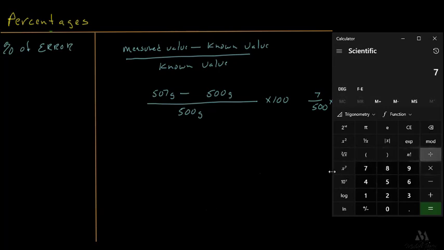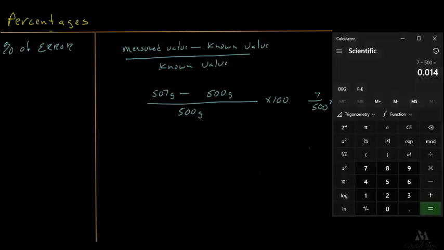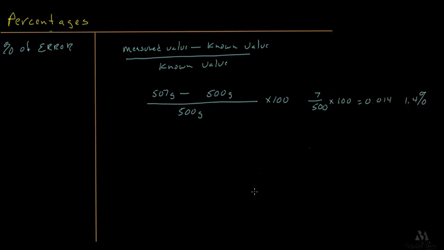So 7 divided by 500 equals 0.014. And if we multiply that times 100, we get 1.4%. So that is how we find the error. So we have an error of 1.4%. How about percent concentration?